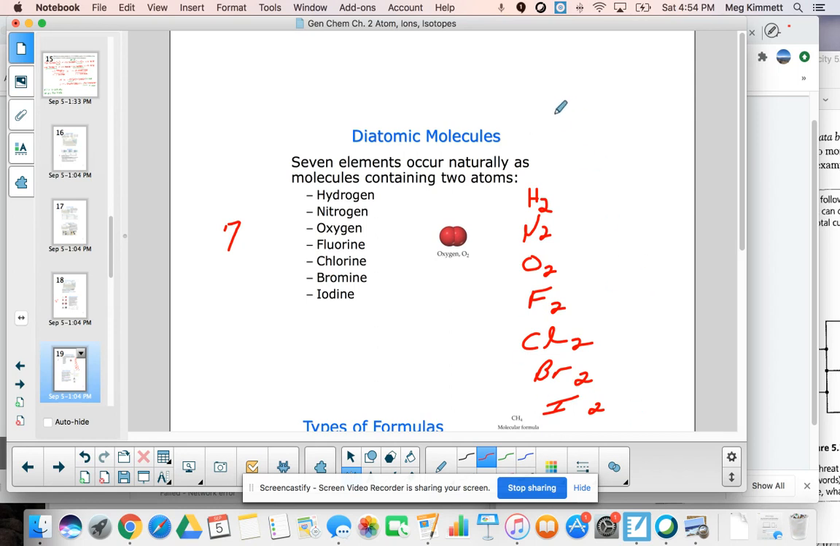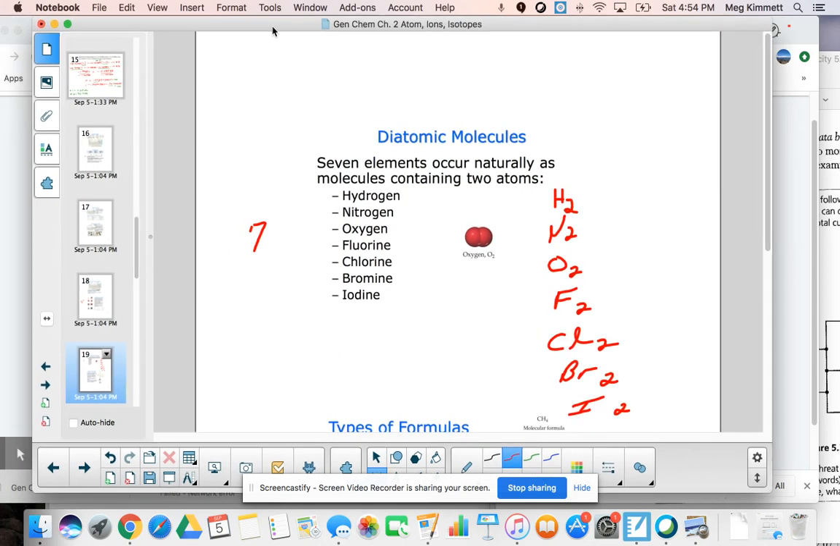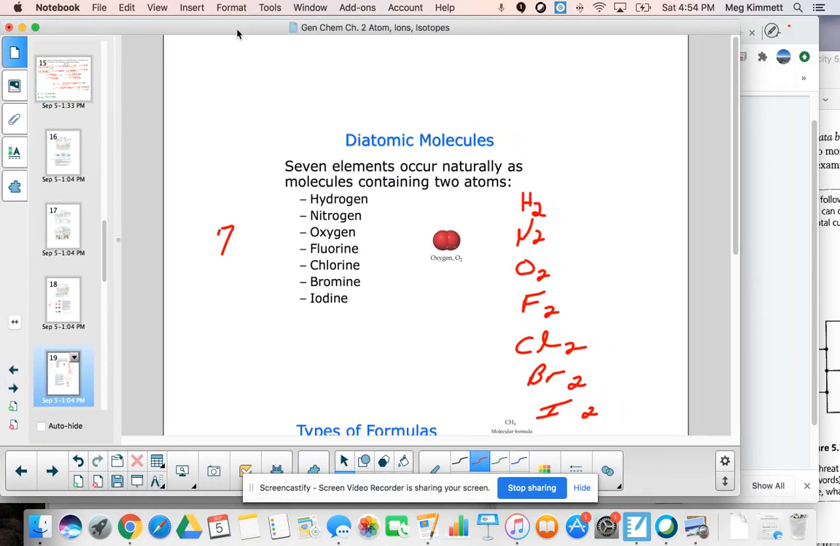That's something you just want to know and have in your back pocket when you're writing chemical equations, trying to name certain components of a reaction. It will help. Okay, I'm going to stop there.